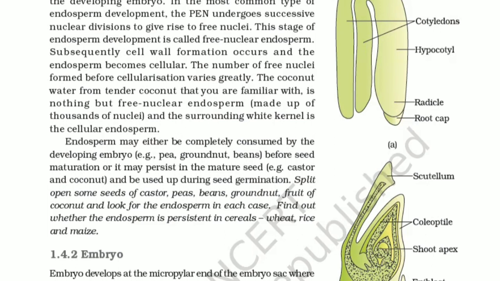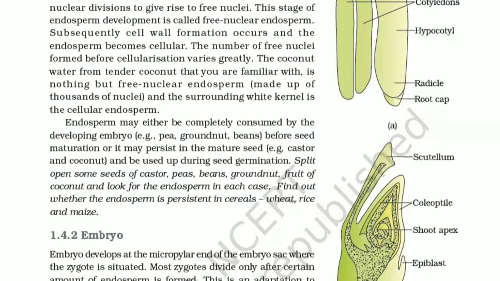The coconut water from tender coconut that you are familiar with is nothing but free nuclear endosperm, which is made up of thousands of nuclei, and the surrounding white kernel is the cellular endosperm.